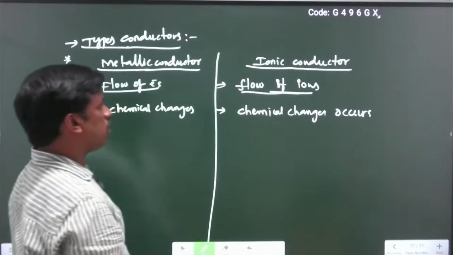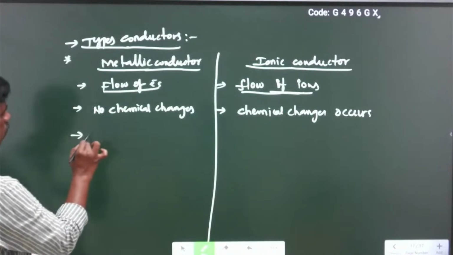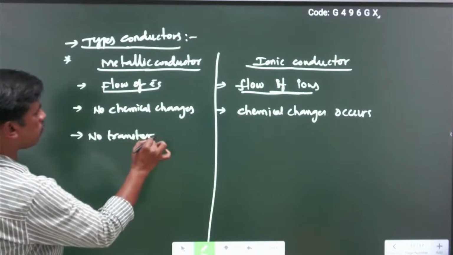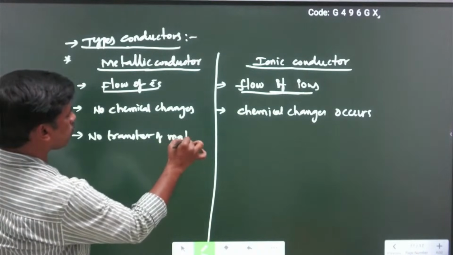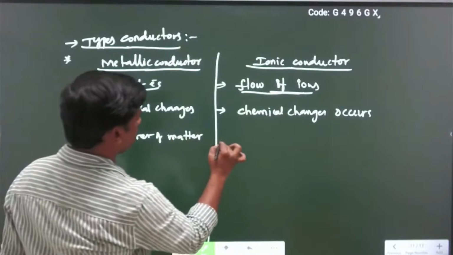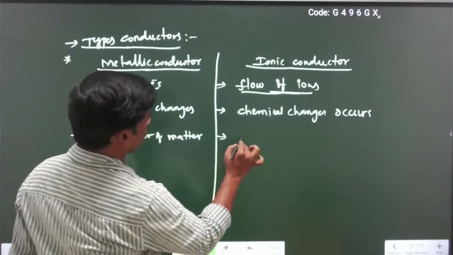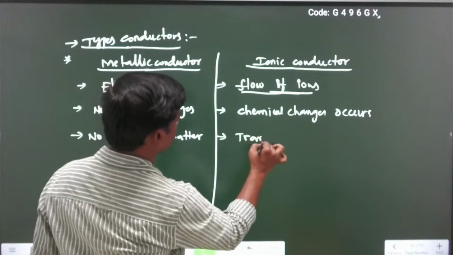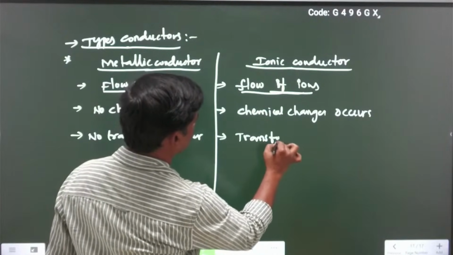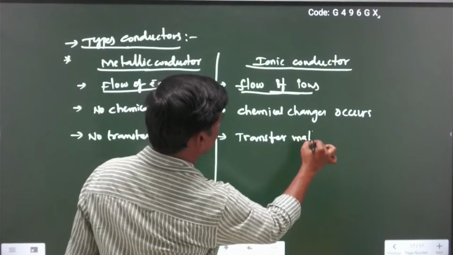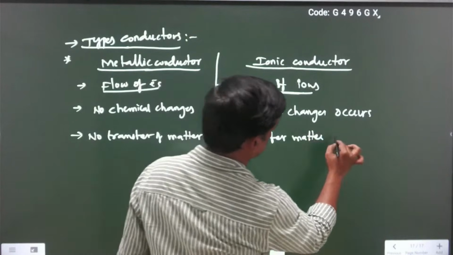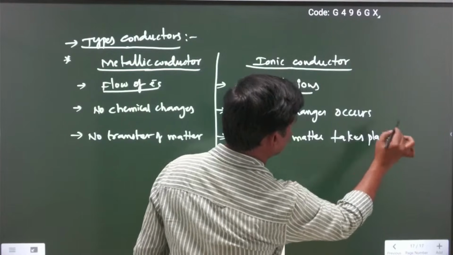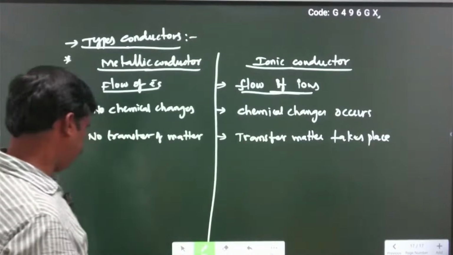In metallic conductors, there is no transfer of matter. In ionic conductors, transfer of matter takes place.